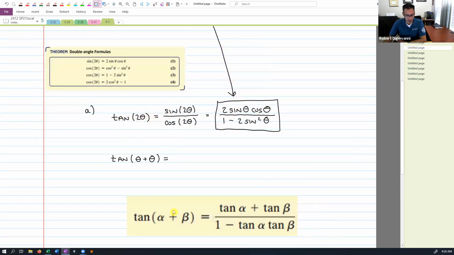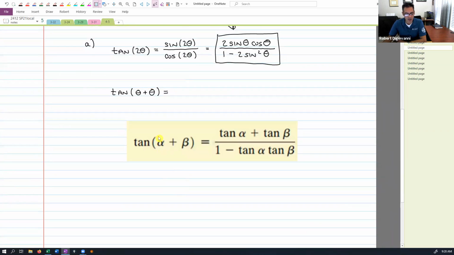Oh, maybe not. I'll put it underneath. If we follow this formula, the good thing is that the answer has tangents in it, right? All we're going to be doing is replacing all of our alpha and betas with thetas. So it's just theta there, theta there, theta there, theta there. And that's an answer, right?